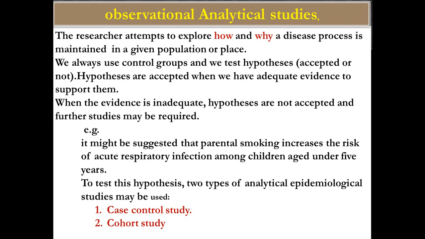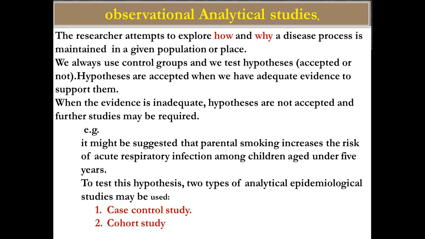So we will discuss analytical study. In observational analytical study, the research attempts to explore how and why a disease process is maintained in a given population or place. Why does diabetes happen more in the southern or eastern country, or maybe we have malaria in the north of Iraq? Why does it occur there and how? We always use control groups and we test hypotheses. Whether it is accepted or not will depend on adequate evidence to support it. If the evidence is inadequate, the hypothesis is not accepted and further study may be required.